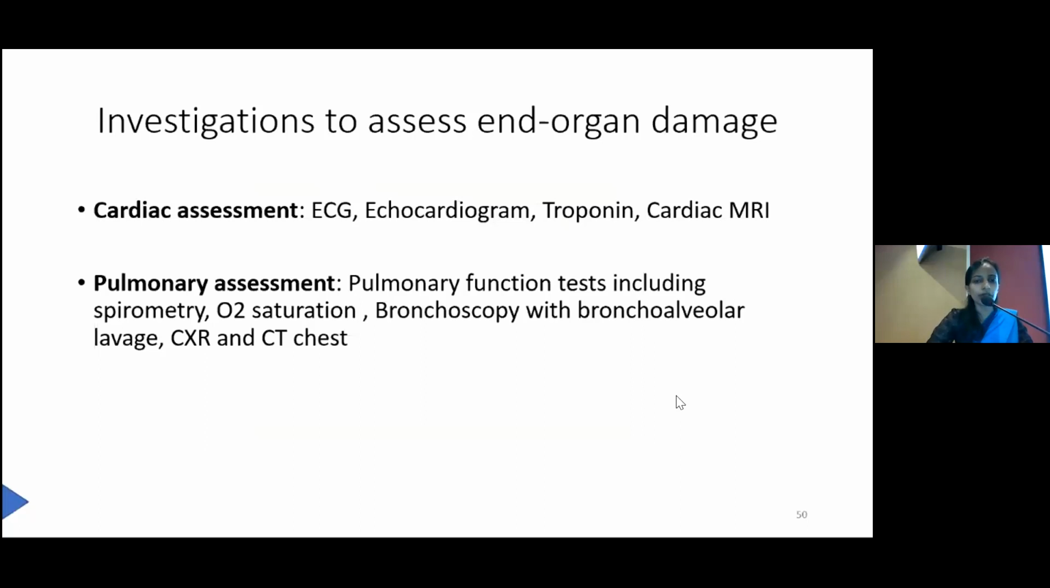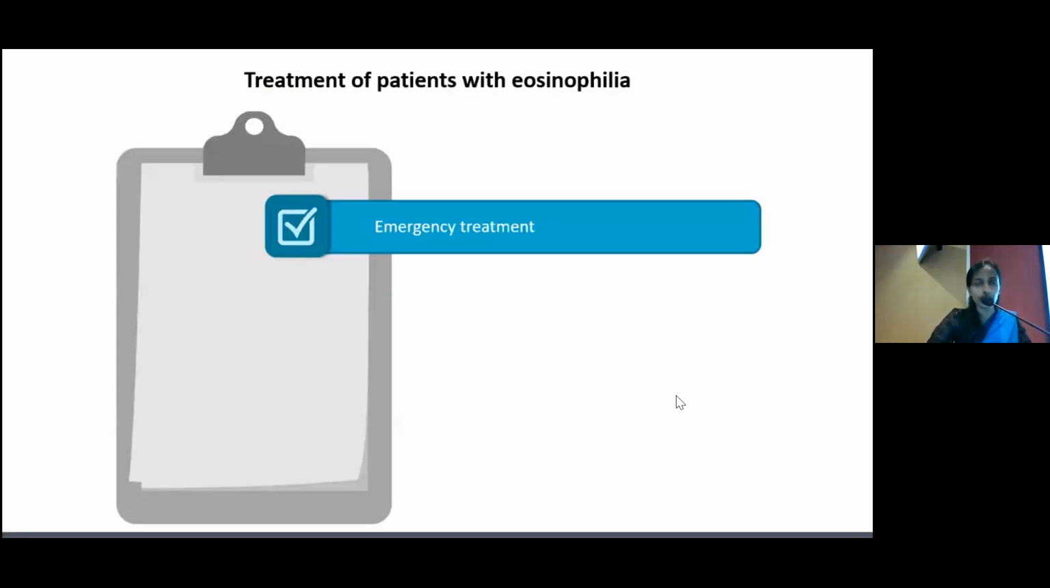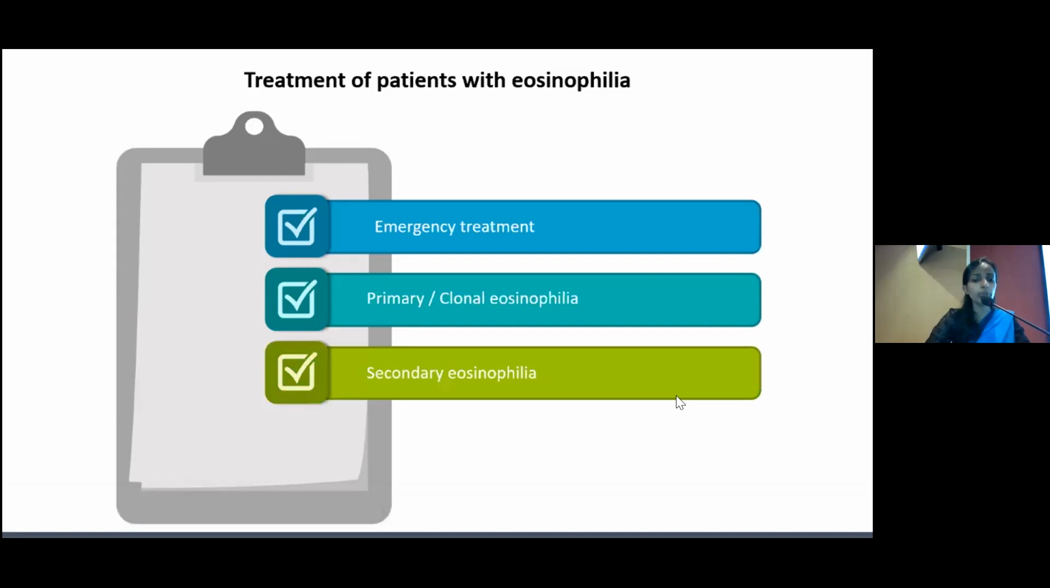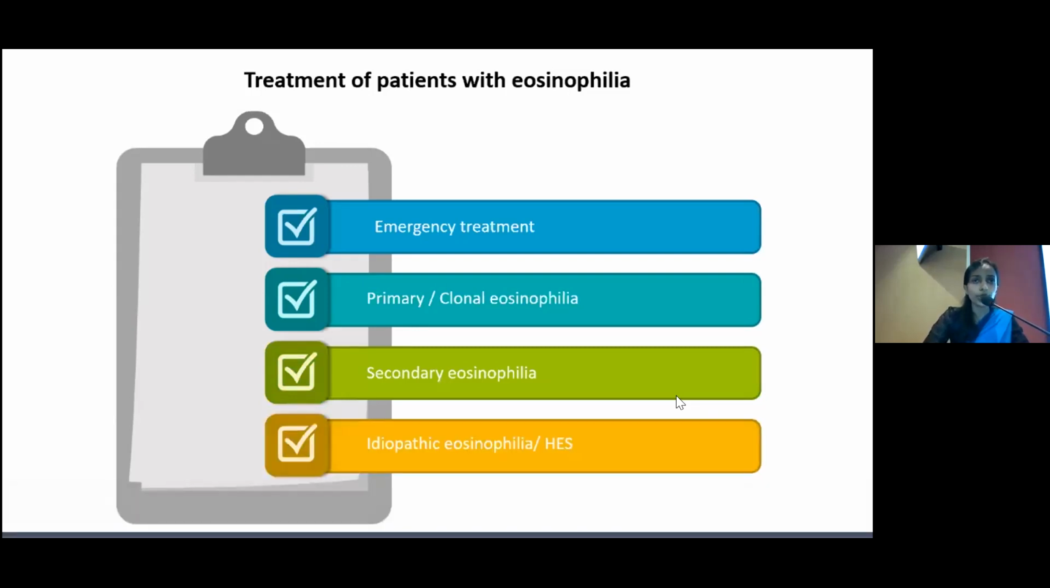So in all patients with eosinophilia, it's very important to assess eosinophil-mediated end-organ damage. So in that case, a thorough cardiac assessment and a pulmonary assessment is mandatory. Finally, a bit on treatment of eosinophilia. So I have categorized it into four. First subtype is emergency treatment, irrespective of the cause. Second entity is treatment of primary or clonal eosinophilia. Then a bit on treatment of secondary eosinophilia. And finally, treatment of idiopathic eosinophilia and hypereosinophilic syndrome.